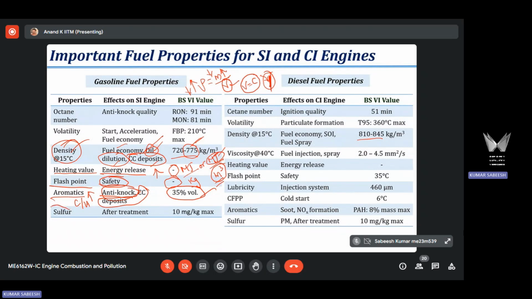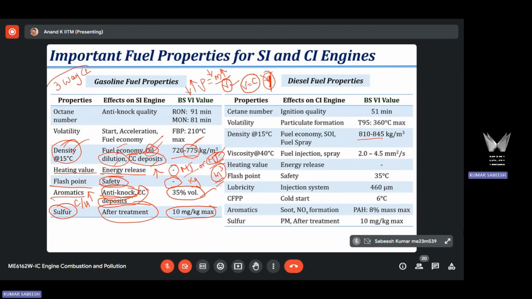The last one, sulfur. This is also composition. According to BS6, it's very low. Ultra low sulfur fuel is what we are using, 10 milligram per kg max. Generally this affects the after treatment system. Sulfur, when it burns, forms sulfur oxides. And sulfur oxides will affect the three-way catalytic converter. You know that. I'm going to talk about it in the second module.